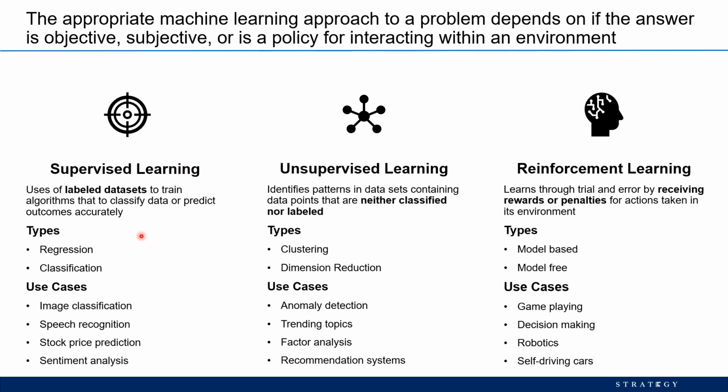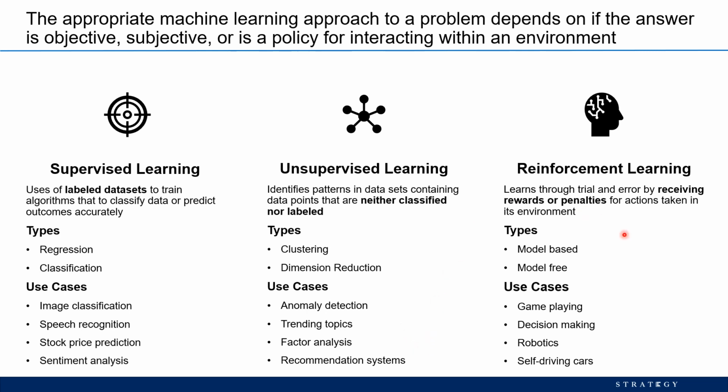So, the different types of supervised learning are regression and classification. Some common use cases of supervised learning are image classification, speech recognition, stock price prediction, and sentiment analysis. Whether you use regression or classification depends on the variable type. For unsupervised learning, the main types are clustering and dimension reduction, and the use cases range from anomaly detection to trending topics, factor analysis, or recommendation systems.